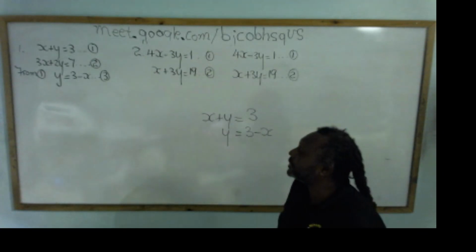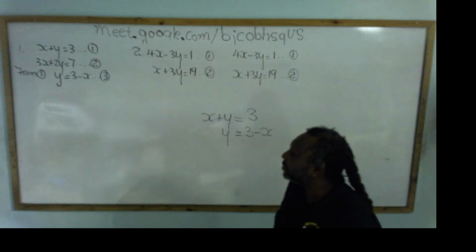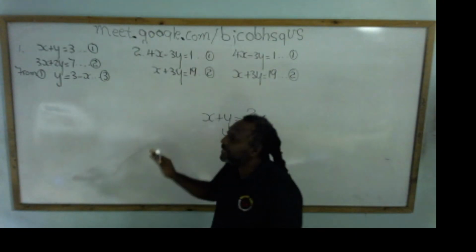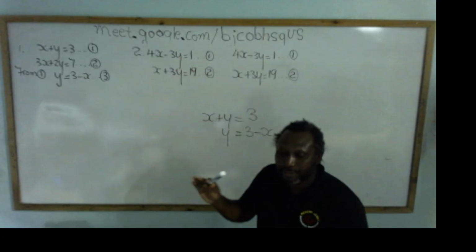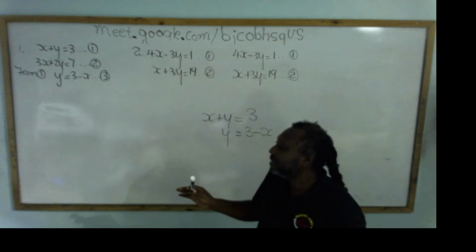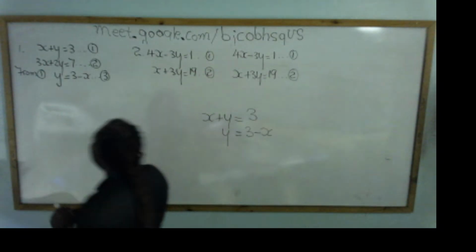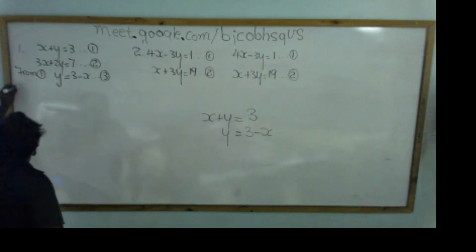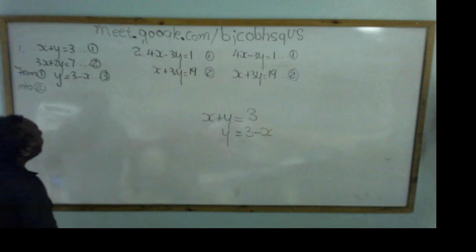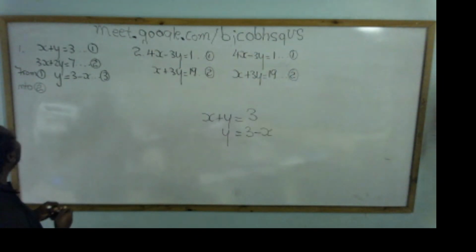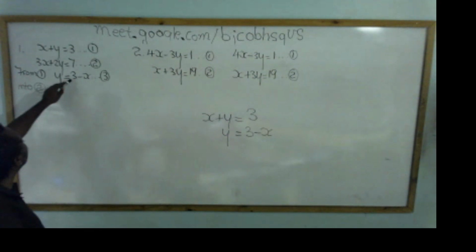So, from equation 1, y is equal to 3 minus x. So, anywhere we see y, we call it 3 minus x. Now, we're going to put that into the other equation. So, we're going to put that into equation 2. So, here's my question. Can we use equation 1 and then put this back into equation 1? Well, we'll answer that question in a minute.